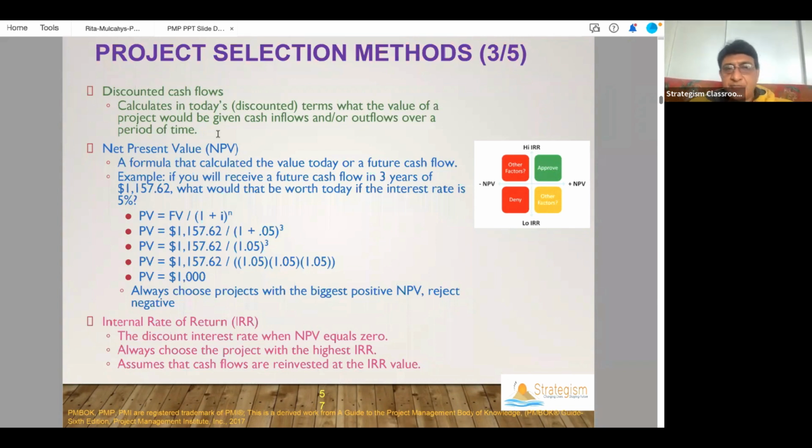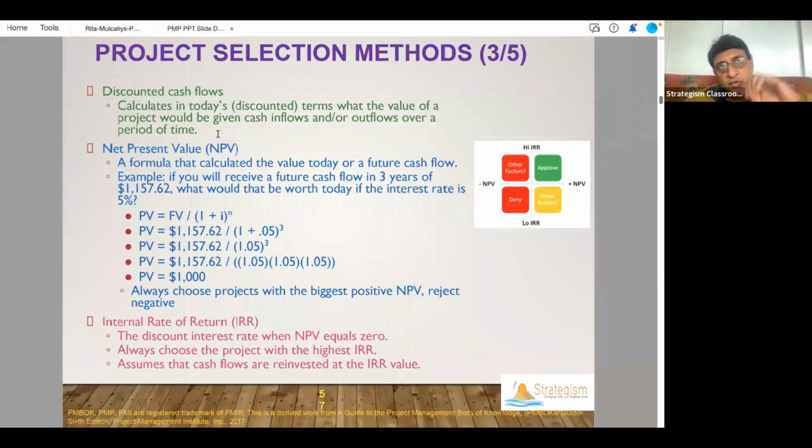So DCF is a very popular technique, discounted cash flow, because in any project, you will keep on spending the money, right? Likewise, you will keep generating revenue over a period of 5-10 years. But you have to make a decision today, right? So you're discounting the cash flows of the future in today's terms, right?